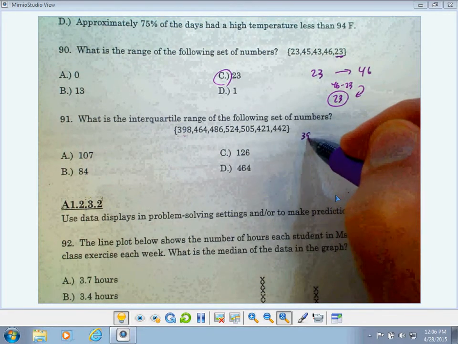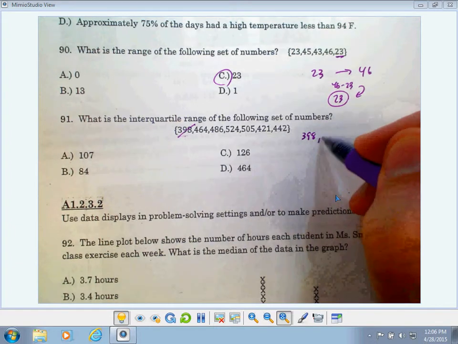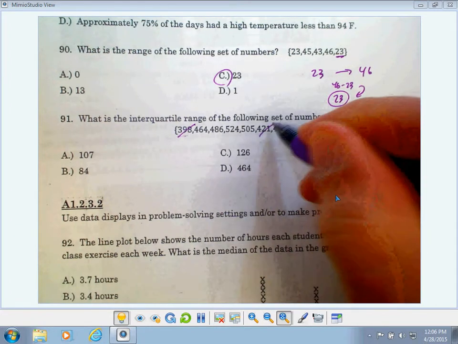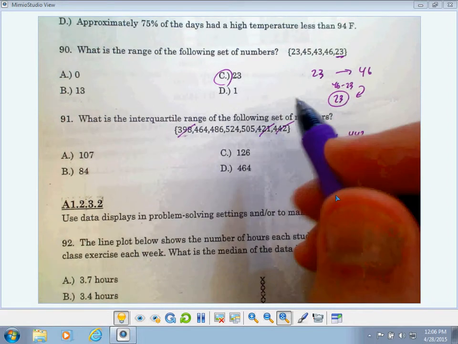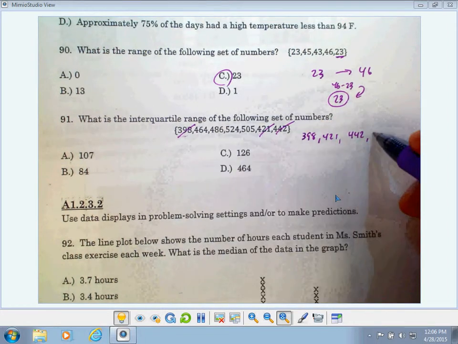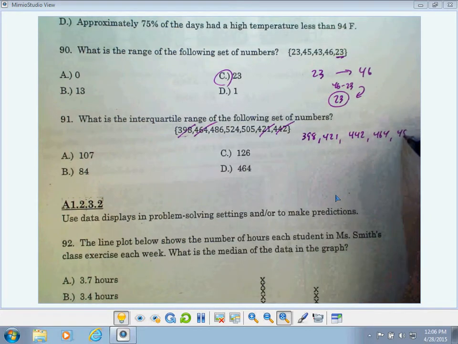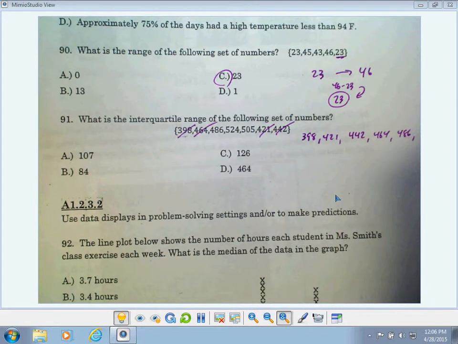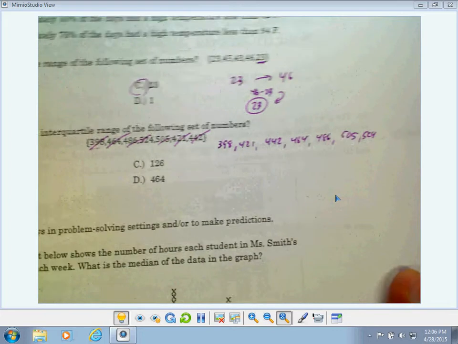So it looks like 398, and then 421, 442, 464, 486, 505, and 524. Listed from least to greatest.